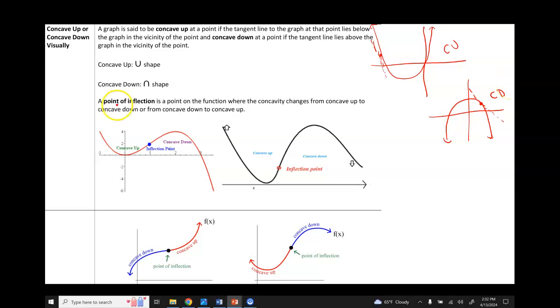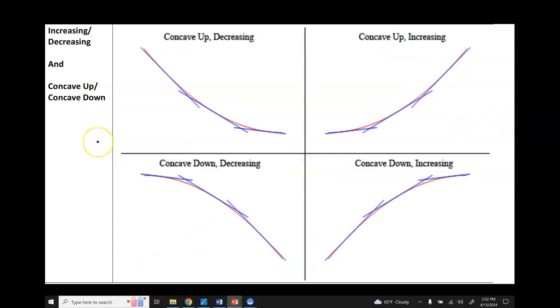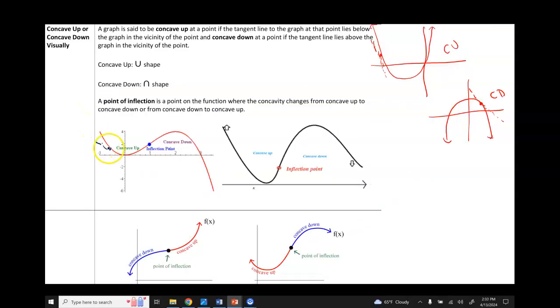Okay, now a point of inflection is a point on the function where the concavity changes from concave up to concave down, or from concave down to concave up. And visually, it's kind of hard to tell. We just kind of have to eyeball it, but we're going to look at a way to find that inflection point using calculus. So here, this is concave up because up to here, notice that it's a U shape that's facing upwards. Another way for me to tell is I can take any point, draw a tangent line to that point. Now the tangent line is below the graph.